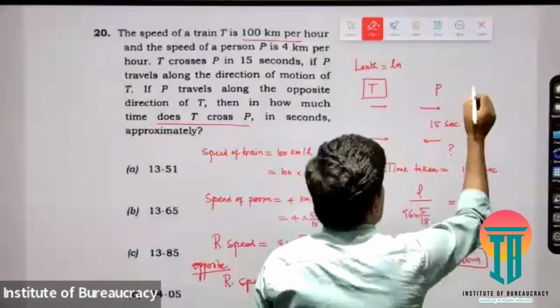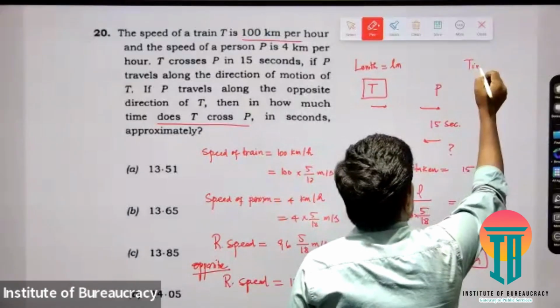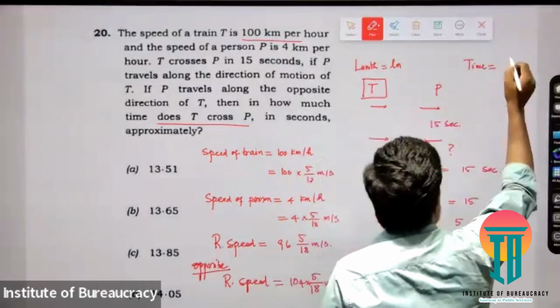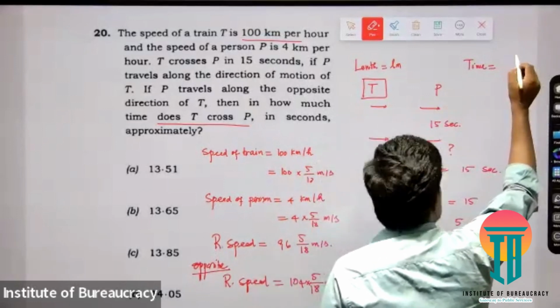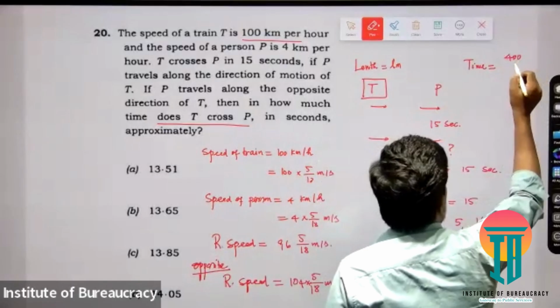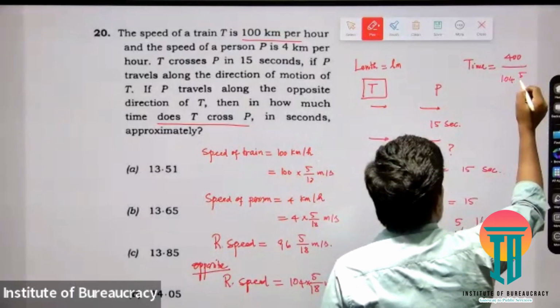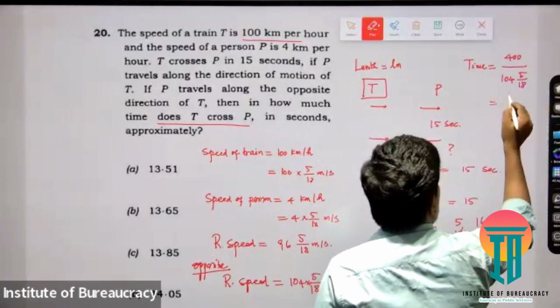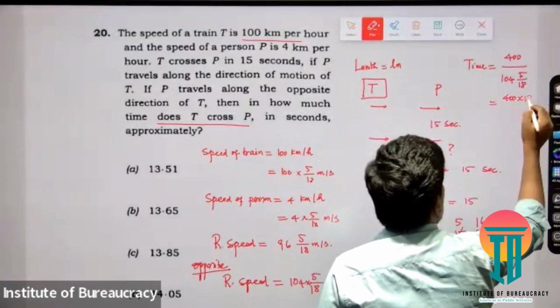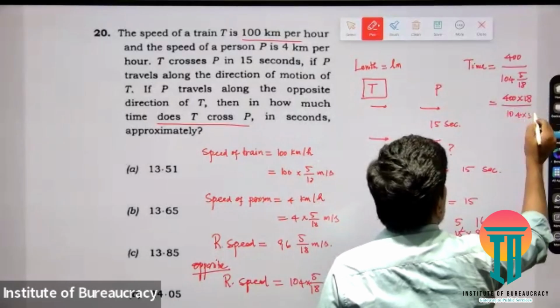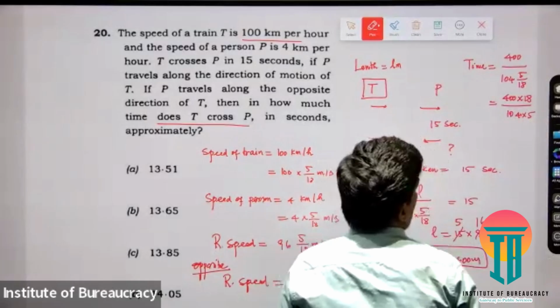Time taken in this case, to cross this person. So distance by speed. Distance is what? 400 meters. By speed is what? 104 into 5 by 18. That means what? 400 into 18 by what? 104 into 5.